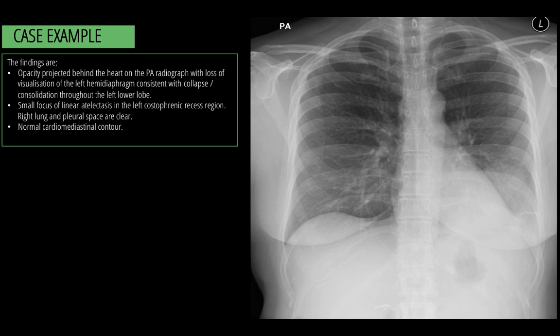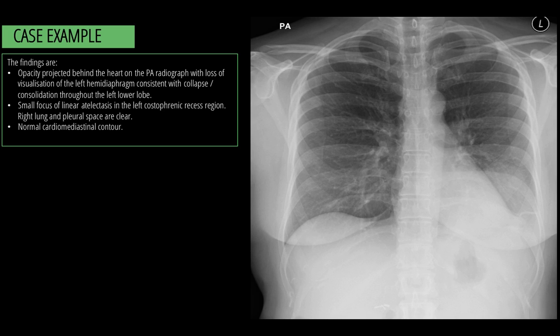So specifically the loss of the left hemidiaphragm is going to be indicative of consolidation in the left lower lobe. We can also see there's a small focus of linear atelectasis in the left costophrenic recess region, so we have lost the ability to see the sharp costophrenic recess in contact laterally with the rib, as we can see pristinely on the right.